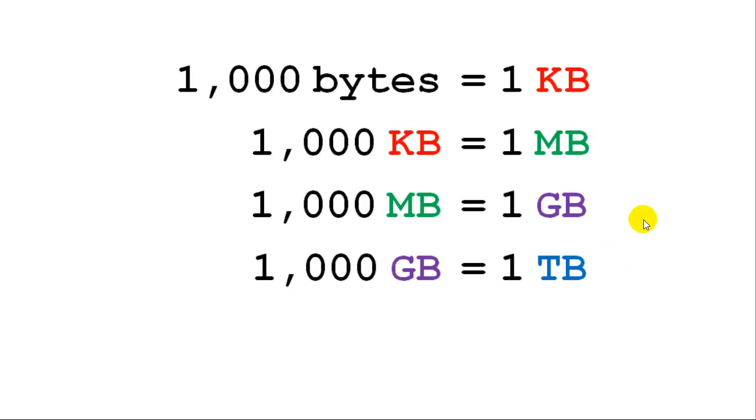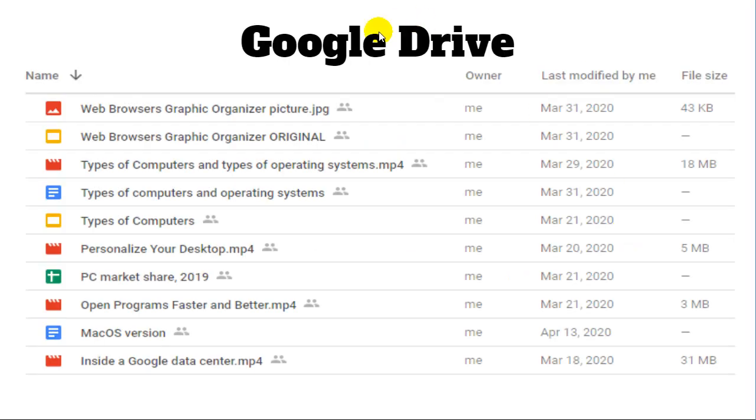So why are we learning this? What difference does it make? Who even cares? Well, if you're in your Google Drive and you're looking at all your files, you might come across one that says it's got 43 KB. So you should know what a KB is. Do you know what a KB is? A KB is a kilobyte. 1,000. That's 43,000 bytes in this picture.